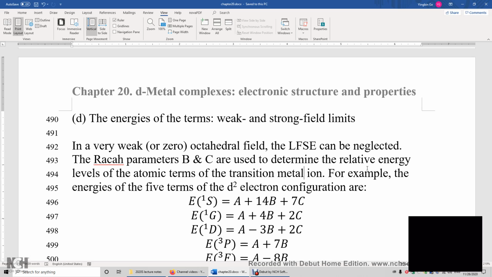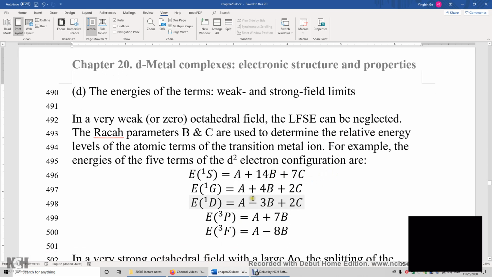So first, let's look at the weak field limit. In a very weak octahedral field, delta O is close to 0. We can neglect the ligand field stabilization energy. We can assume the 5 different d orbitals have very similar energy. In this case, the transition metal center may be considered as a free ion. And then we can just look at the atomic terms and the energy expressions of these atomic terms and determine the transition energy.